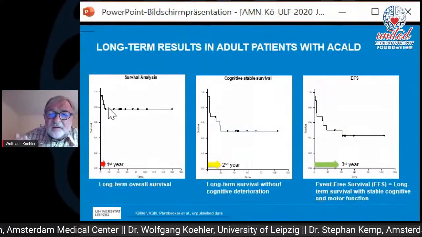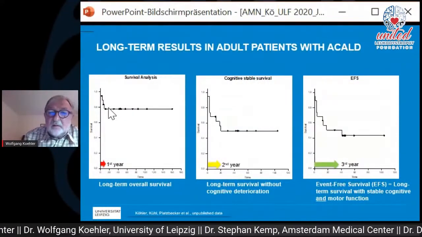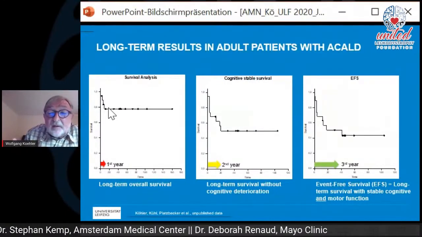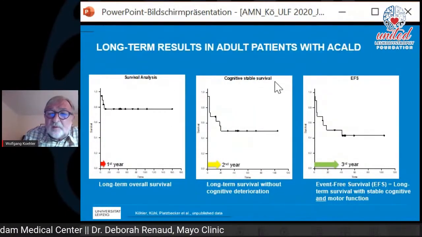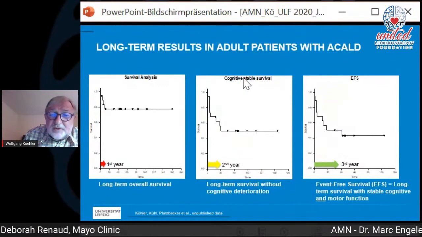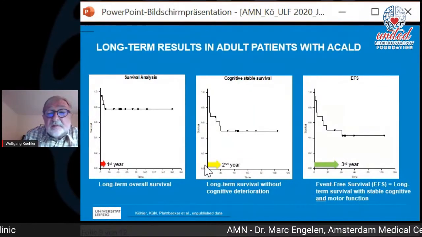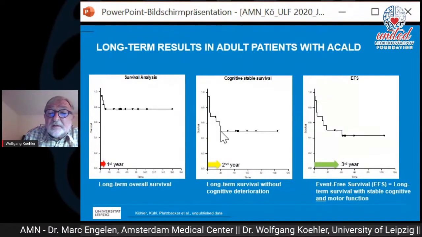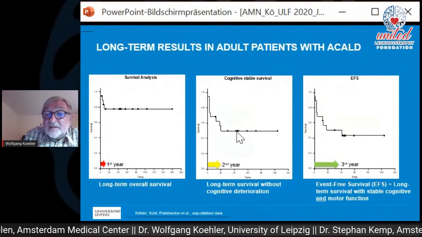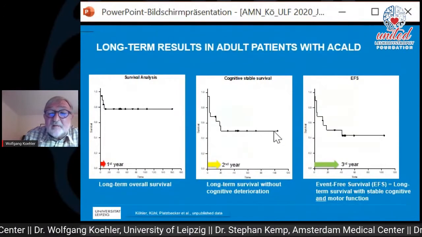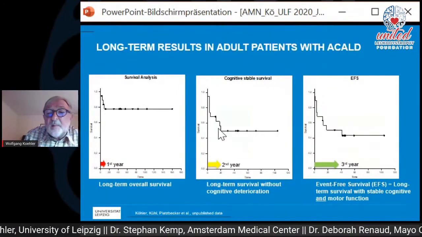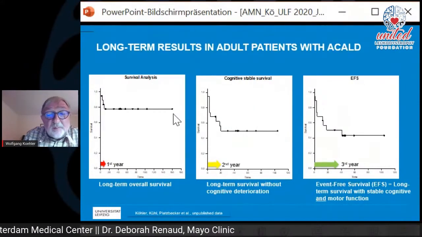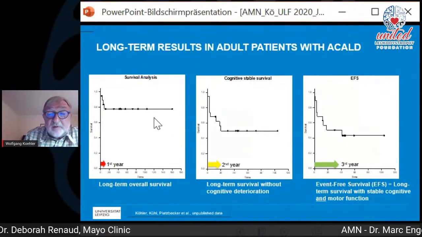But survival is maybe not everything. You may also ask, how is my function after this treatment? So we also looked at the cognitive function of these patients. And indeed, up to the 2nd year, there is some progression in some of the patients, but you can also see that at least 50% of the patients are completely stable after the 2nd or 3rd year after the treatment with hematopoietic stem cell transplantation.